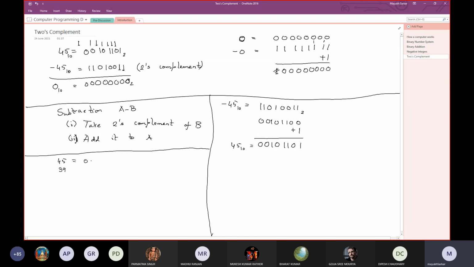So 45 was 0 0 1 0 1 1 0 1, and for 39 it is 0 0 1 0 0 1 1 1, and obviously I'll try to make it of 8 bits. So that's 39. Just as a check, if we add them up, 1 and 1 is 0, 1 is a carry, we have also verified an addition previously as well.